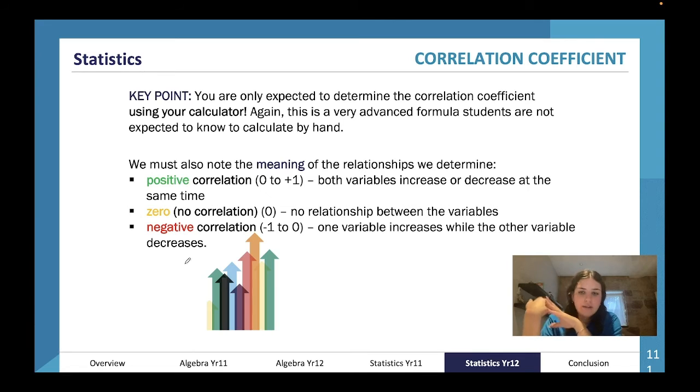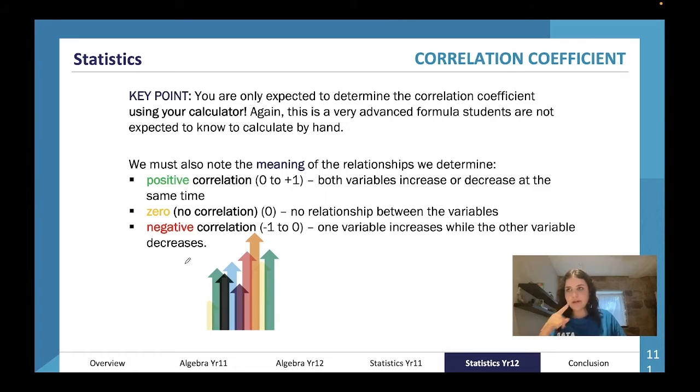Both of the weights go down at the same time. Both of the cars drive at the same speed, whatever it is. There is an increase or decrease at the same time between both variables. If there is no correlation or zero correlation, there is no relationship between the variables.